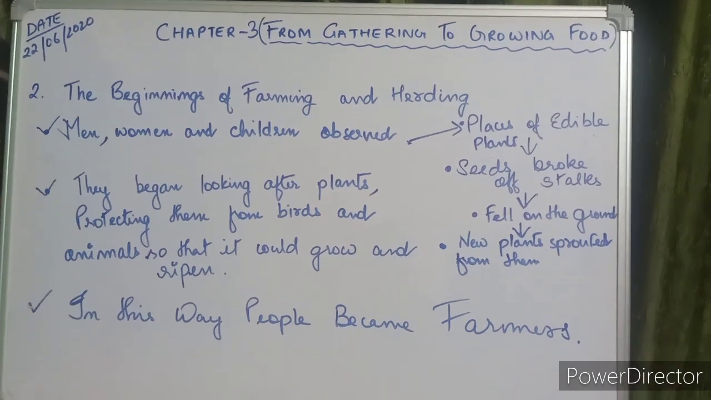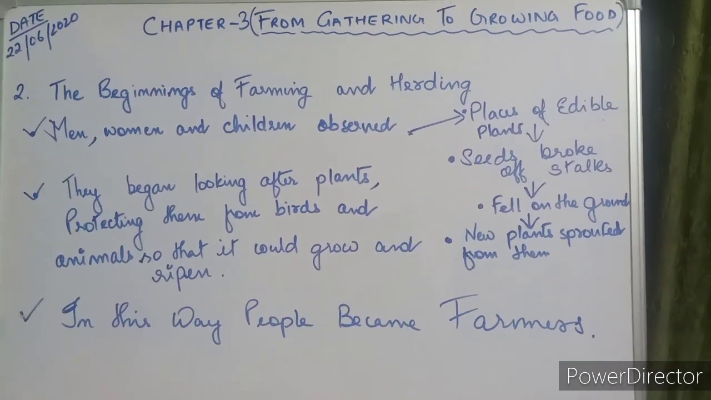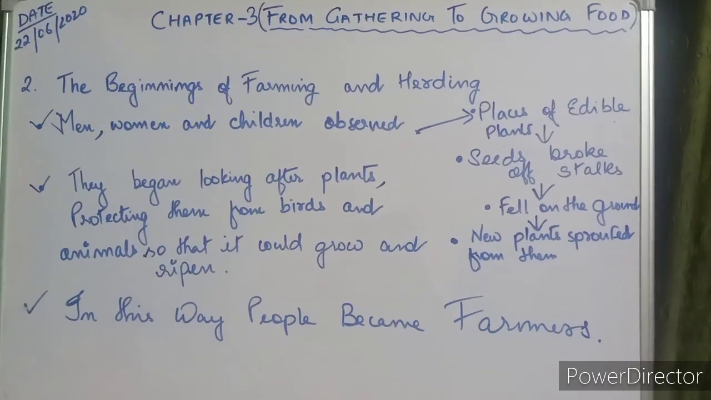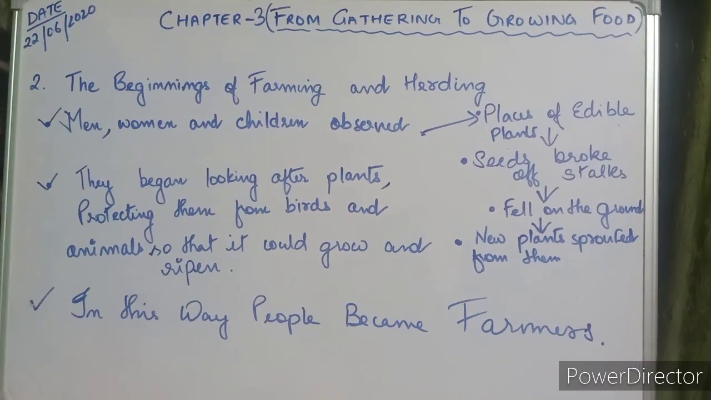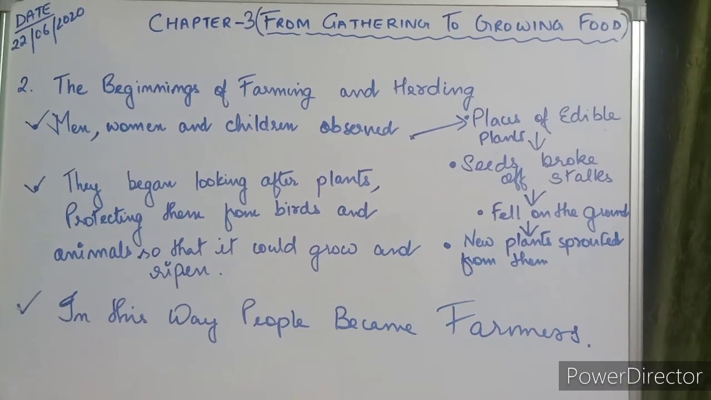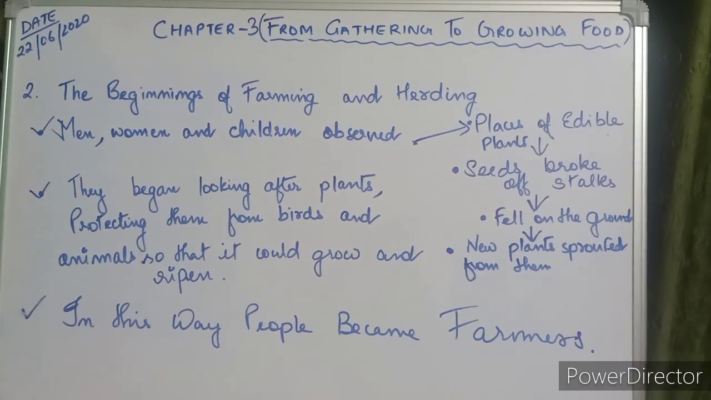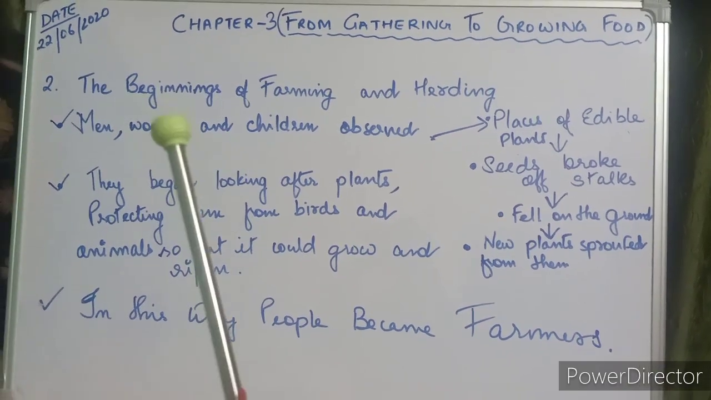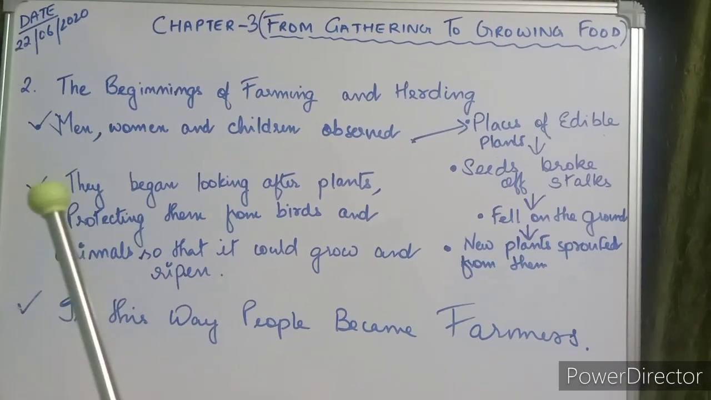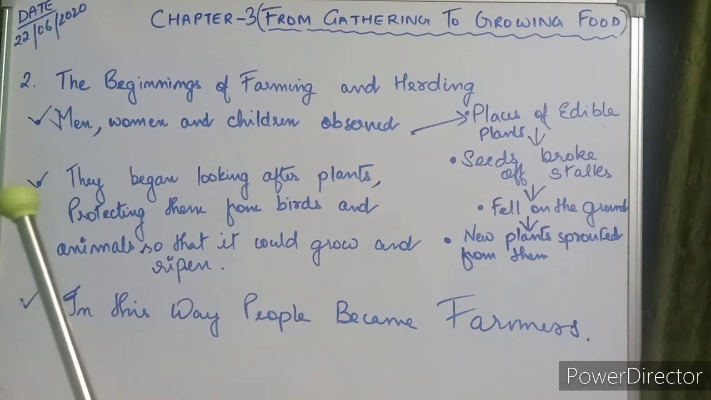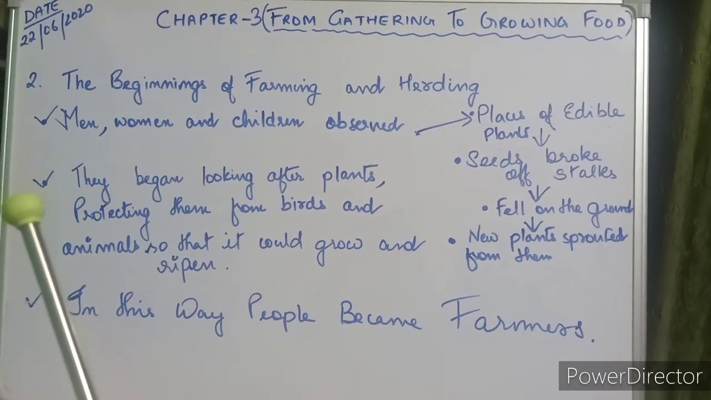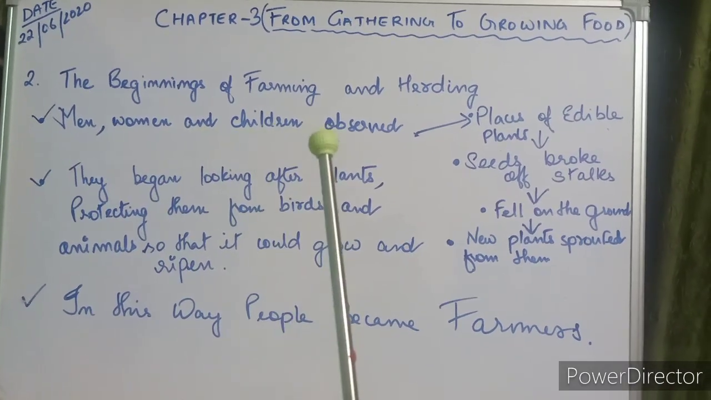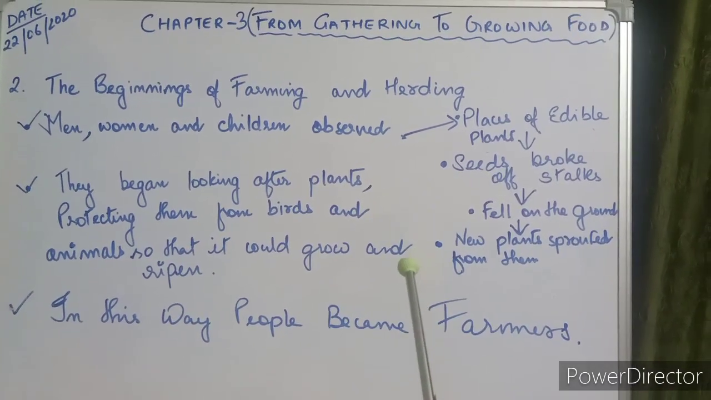So dear students, the next topic which we're going to study is the beginning of farming and herding. In this topic we will study how the ancient hunters or gatherers became farmers and herders, right? So let us see what the main points or main evidences were that took place and what compelled them to become farmers. So men, women and children observed certain things. Now let us know what they observed.